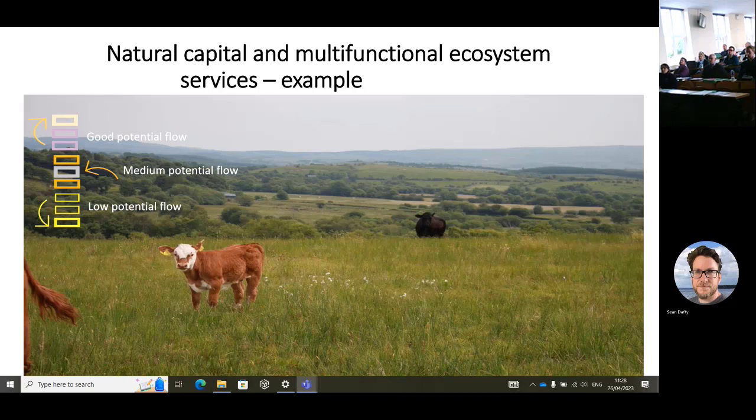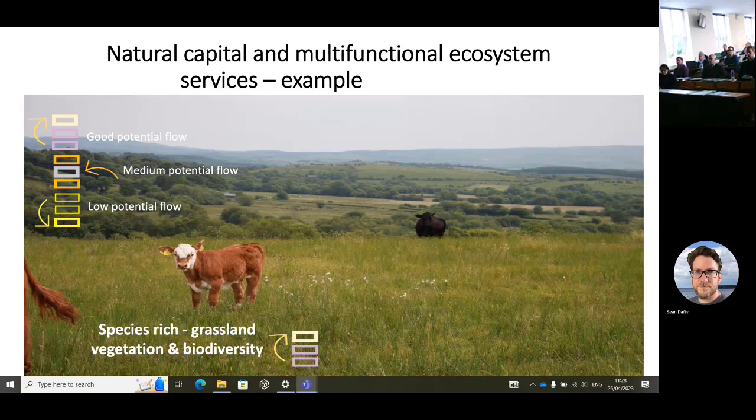When I was trying to think of how to present this to you, this is the best way I can think of doing it. So, flows of services from those natural capital assets. If you've got low potential for flow, that's the bottom yellow one. Then the orange coloured one, that's medium flow. And then the purple coloured is the good flow.